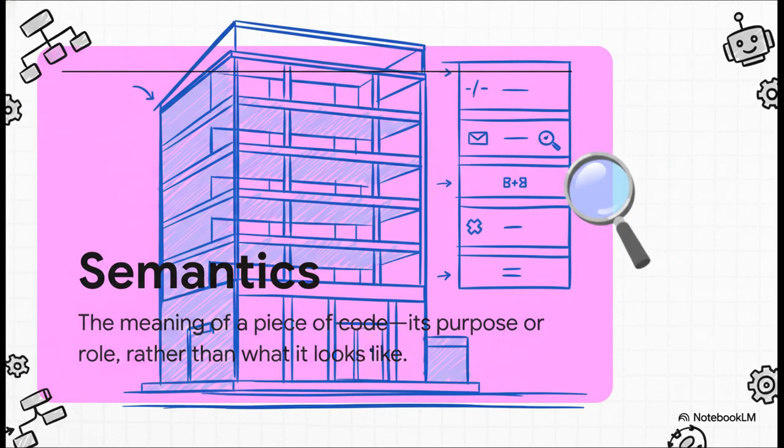You see, semantics is all about the meaning of your code. Think about an H1 tag. Its semantic meaning isn't just, hey, make this text big and bold. It's, this is the single most important heading on this page. Notice that? It describes its purpose, its role, not just how it looks.